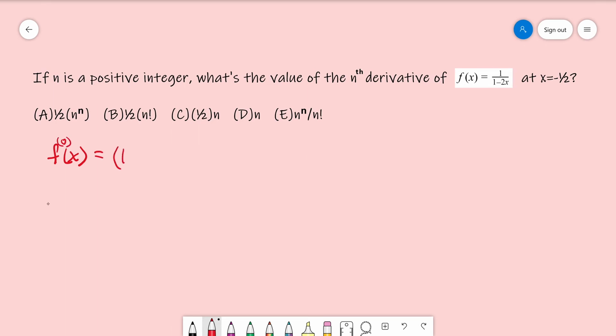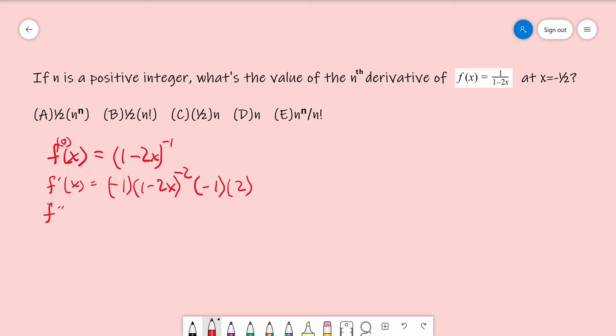equals 1 minus 2x to the negative 1 power. That's the same as 1 over 1 minus 2x. Then the first derivative is going to be negative 1 times 1 minus 2x to the negative 2 power. And then we have to use the chain rule, so this is going to be multiplied by negative 2, which I'm going to write as negative 1 times 2. Now, I'm not going to combine these, just so that if there's a pattern we can see it.